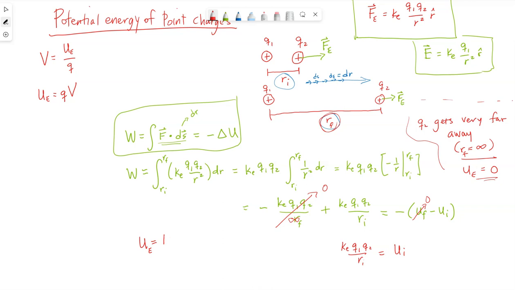charge depends on our constant. This is still the 1 over 4 pi epsilon naught. It depends upon both charges and how far away they are from each other. This determines the potential energy of one charge due to another. They both specifically have to be point charges, though.